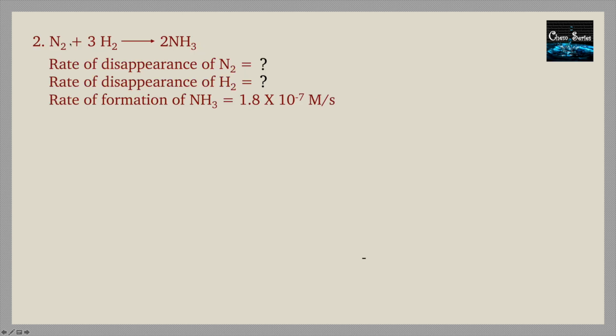Second problem, N2 plus 3H2, it gives 2NH3. And they have given the rate of formation of NH3 to be equal to 1.8 into 10 power minus 7 molar concentration per second. And they have asked us the rate of disappearance of N2 and rate of disappearance of H2. So first we will see what are the formulas for these three. Minus dN2 by dt is the rate of disappearance of N2, and minus dH2 by dt is the rate of disappearance of H2, and dNH3 by dt is the rate of formation of NH3.